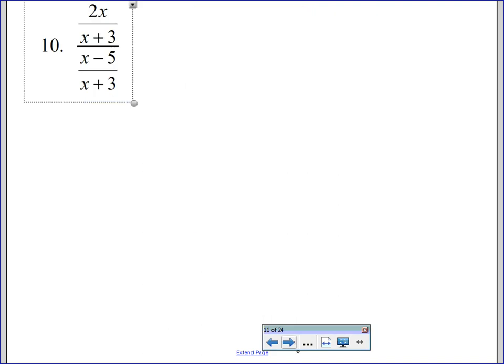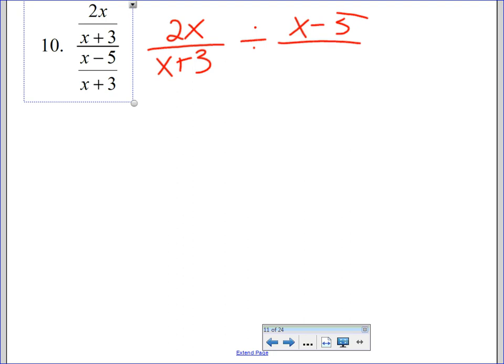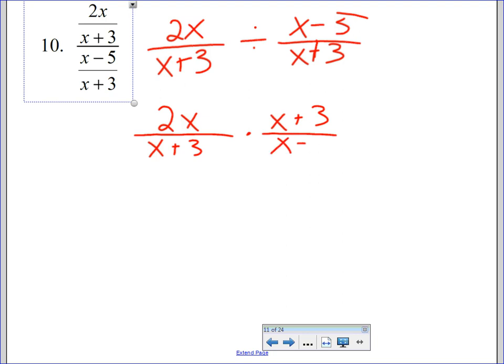All right, this one, a lot of people, these complex fractions freak people out, and that's okay, but what we want to do is remember that this really is what it means: the bottom fraction divided by the top fraction. And as we just said, dividing by a fraction is the same as multiplying by the reciprocal. The x plus 3's cancel, and I'll end up with 2x over x minus 5.